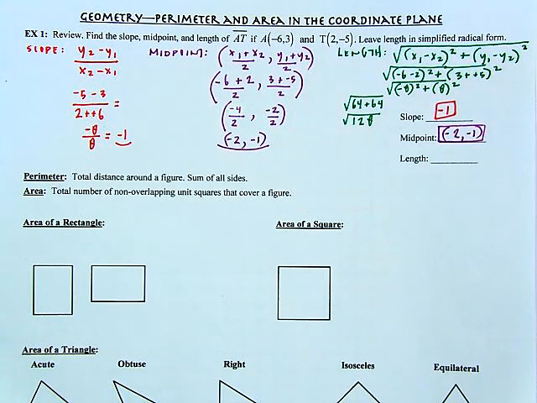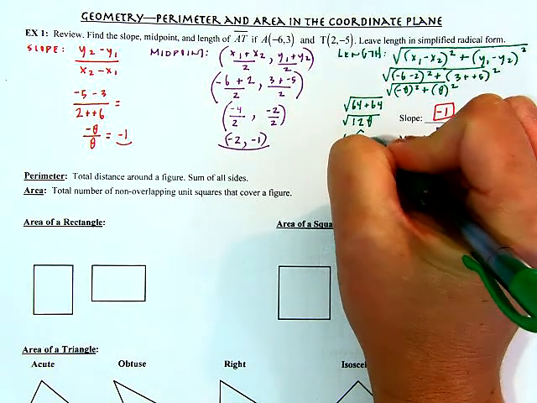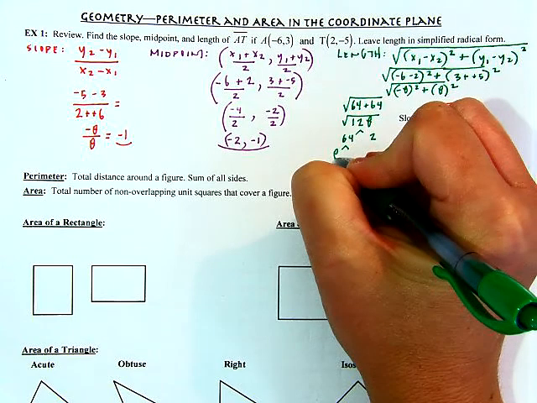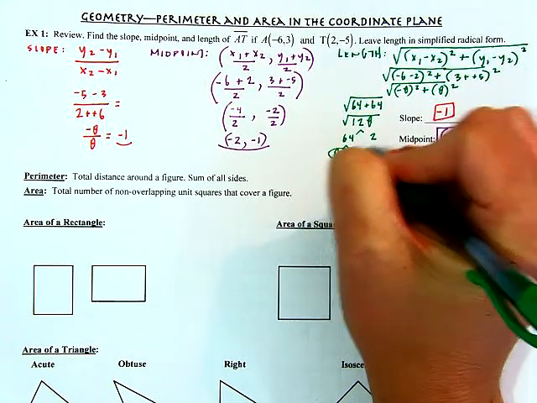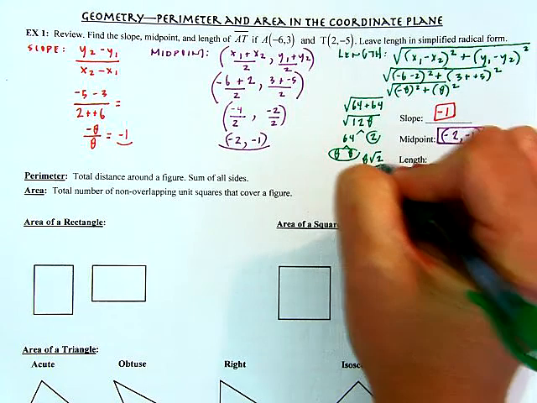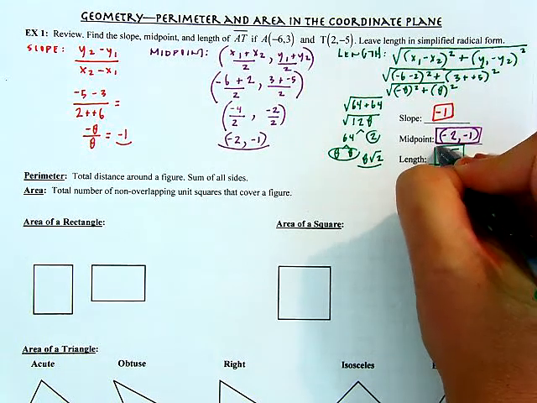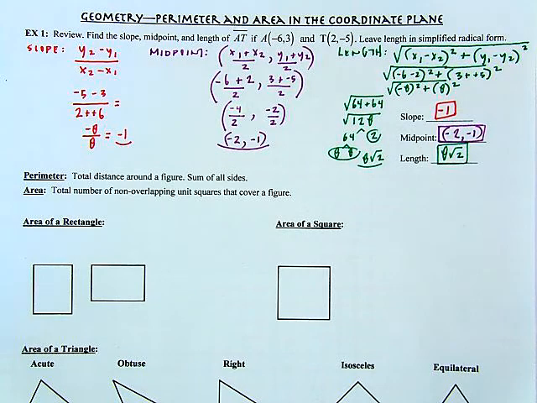And I'm trying to simplify that, and I know that that was 64 times 2. And 64 gives me a beautiful pair of 8s right there. So I know that that's going to simplify to be 8 root 2. So my length is 8 root 2, or 8 times the square root of 2. All right, so a little refresher on slope, midpoint, and length.